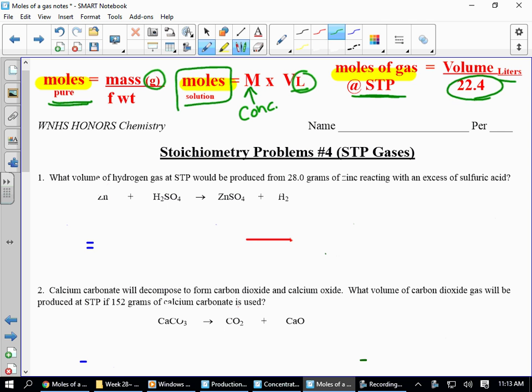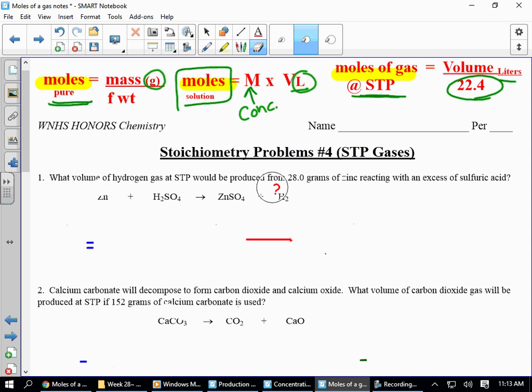As we go through this, I suggest you pause the program on each one, give it a try, and then watch and see if you've got it right. For the first one, check and see if it's balanced. And it is indeed balanced. The question says, what volume of hydrogen gas would be produced if I had 28 grams of zinc?